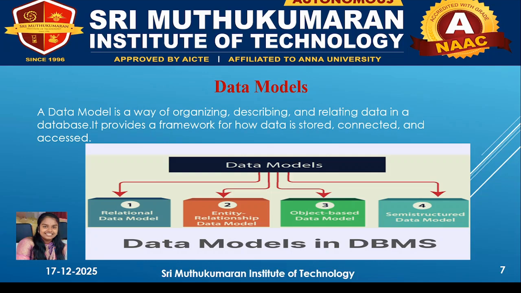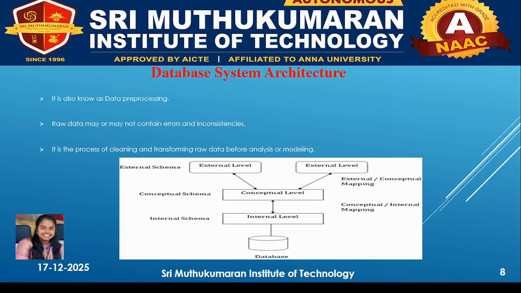Data model is a way of organizing, describing and relating data in a database. It provides a framework for how data is stored, connected and accessed. In this data model, there are 4 divisions: relational data model, entity relational data model, object-based data model, and then semi-structured data model. And then moving on to database system architecture.